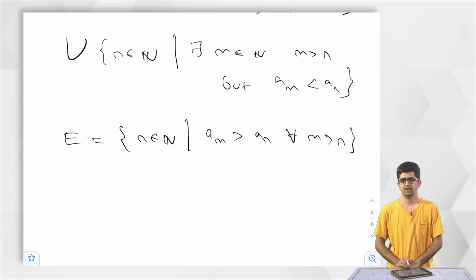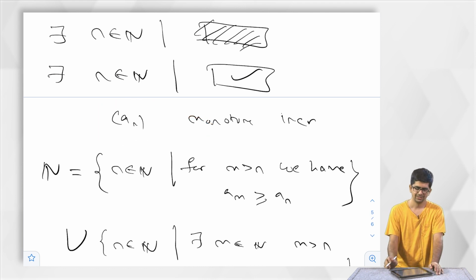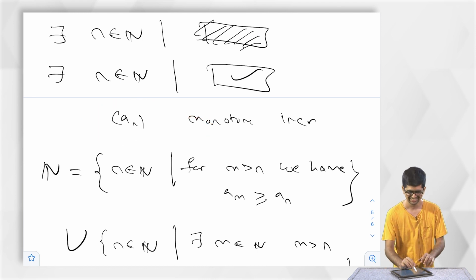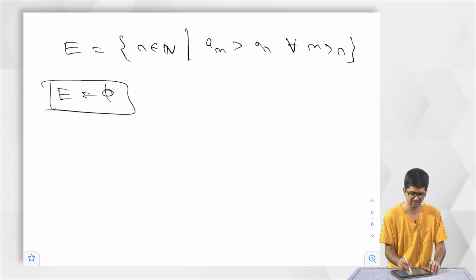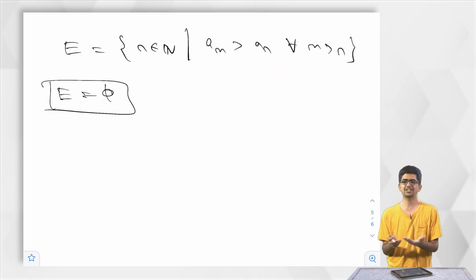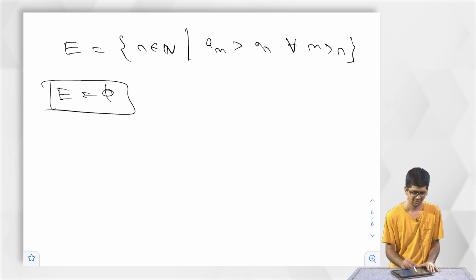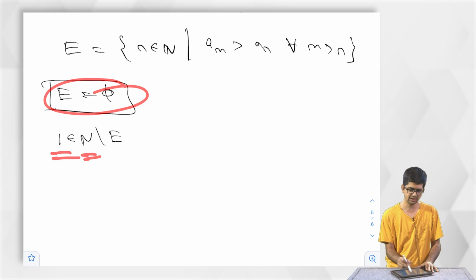Now, let us see the damage from the point of view of E. If this is very bad, in the sense that there is no place where it is monotone increasing, then E should be the empty set, right. There are no elements which satisfy this. For each stage there should be something that is going wrong. So in particular, 1, which is an element of N, is not an element of E. E is an empty set. So if I take 1 belongs to N, this is not here.